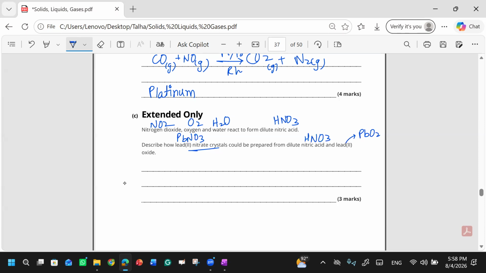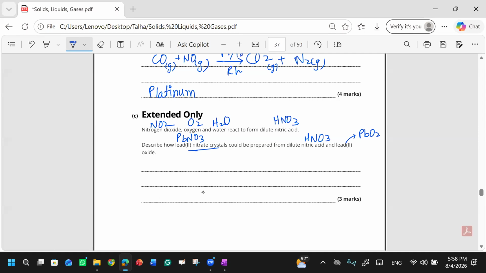Basically, no, you are telling me the equation, not how we will perform this in the lab. We don't say plus plus, we say we will add, just like I told you, like you add HCl. You'll add the lead oxide to the dilute nitric acid. Yes, we will do this.